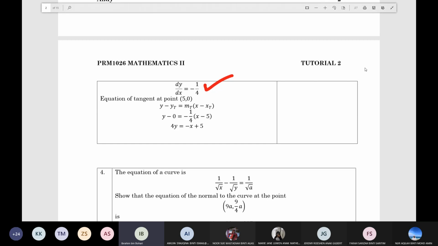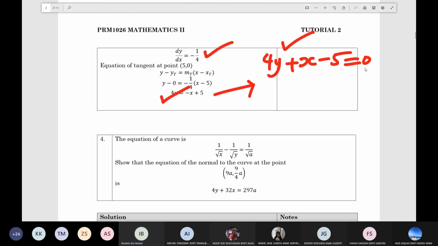Okay. Here you can answer in terms of y equals mx plus b, or you can answer in general form too, no problem. The final answer is fine: 4y plus x minus 5 equals 0. This is correct, and this is also correct. Okay, that settles the equation of the tangent.